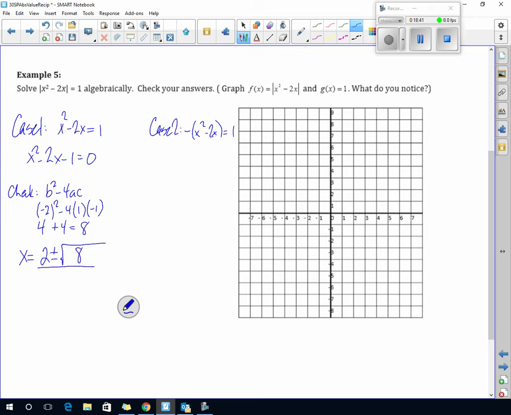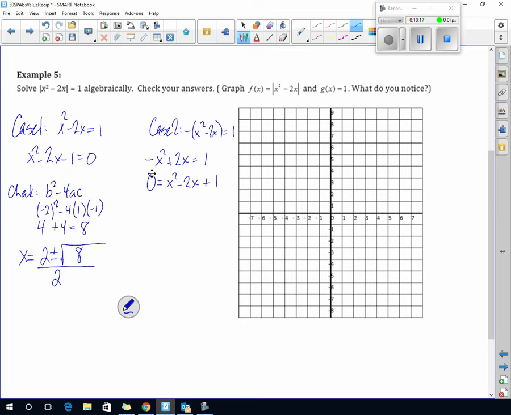Okay, next one. Negative x squared plus 2x equals 1. This time I'm going to move the x. I would never try to factor anything that has a negative x squared. So I'm going to move it over to the right-hand side so it's all positive. So I get 0 equals x squared minus 2x plus 1. Does this factor? Yeah, it does. 0 equals x minus 1 times x minus 1. So that means x equals 1.